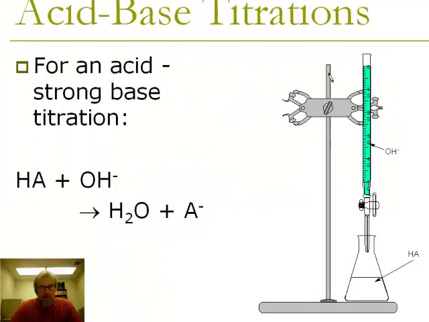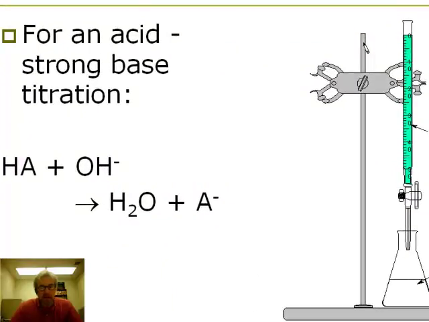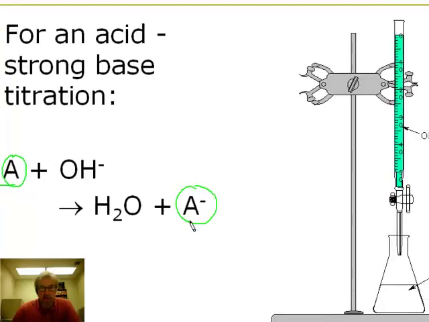When an acid reacts with a strong base, the reaction can always be modeled by HA being the acid, so there's going to be some anion there, and that'll be a spectator if it's a strong acid, reacting with hydroxide ion to produce water, and then the anion will be released.